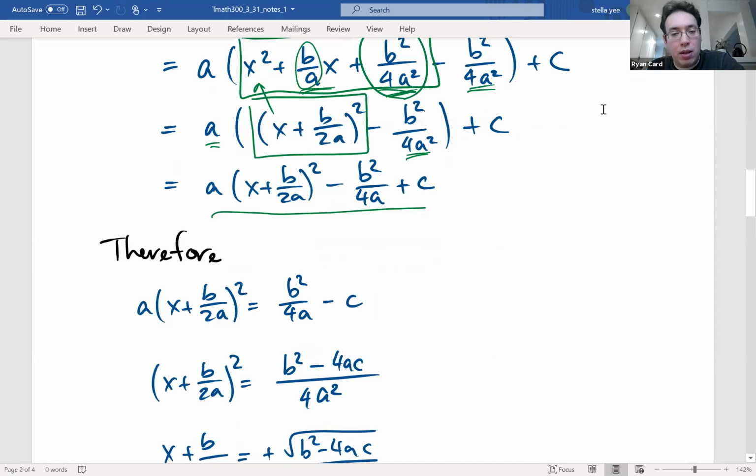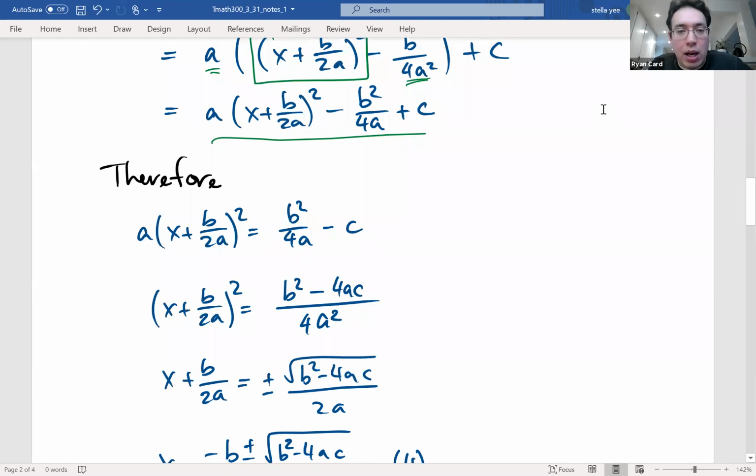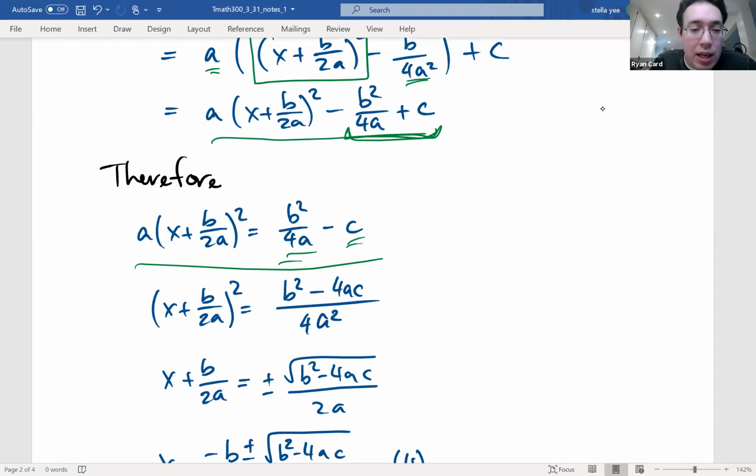Okay, we're almost there. If we bring the non-square term over to the other side, this is the equation we get. What we could do is get a common denominator with c and the first term here, and divide both sides by a to get the next line.